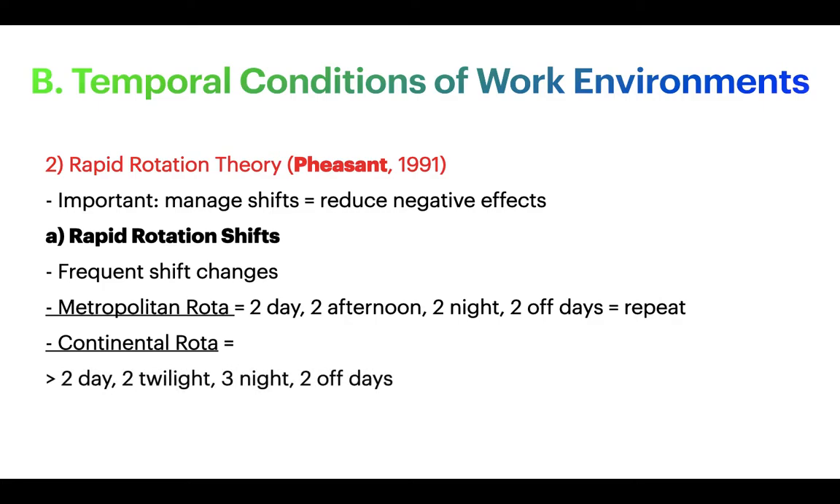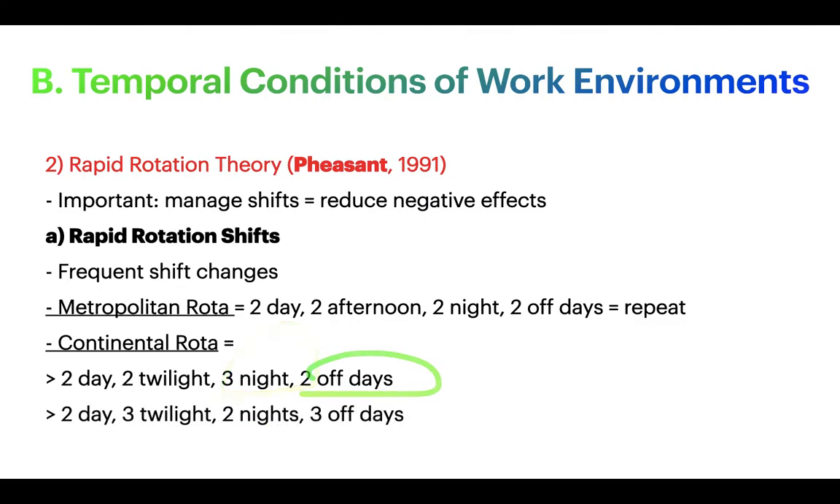The continental rota is slightly different. You've got 2 day shifts, and then the next 2 days are twilight shifts. I forgot what time is twilight. It's like an evening shift. And then finally a night shift for 3 days, and then 2 off days, right? And then that's followed by another 2 days in the day, 3 days of twilight shift, 2 days of night shift, and 3 days of off days.